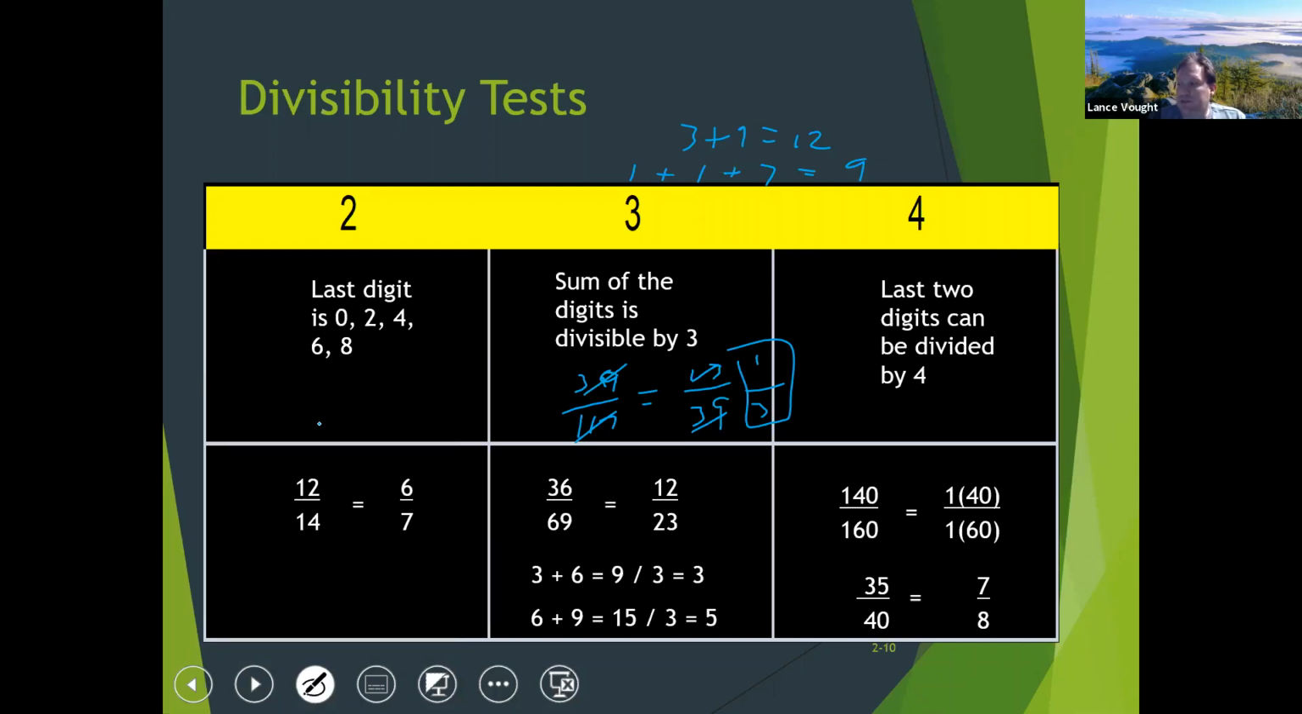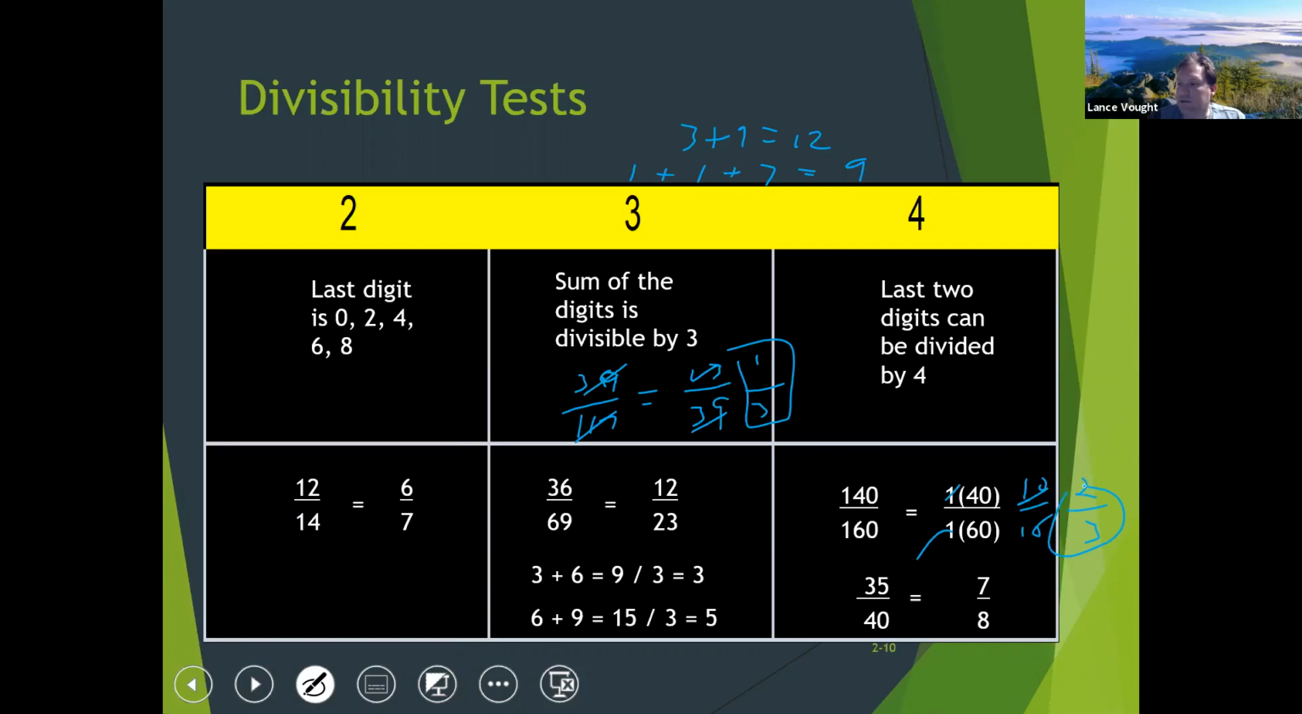So when we do this, if these have the common hundreds digit or thousands digit, you can just ignore that. And you can just focus on the last 2 digits of 40 over 60. And 40 divided by 4 is 10. 60 divided by 4 is 15. So you end up with 10 over 15. Well, these are also divisible by 5, so you end up with 2/3.